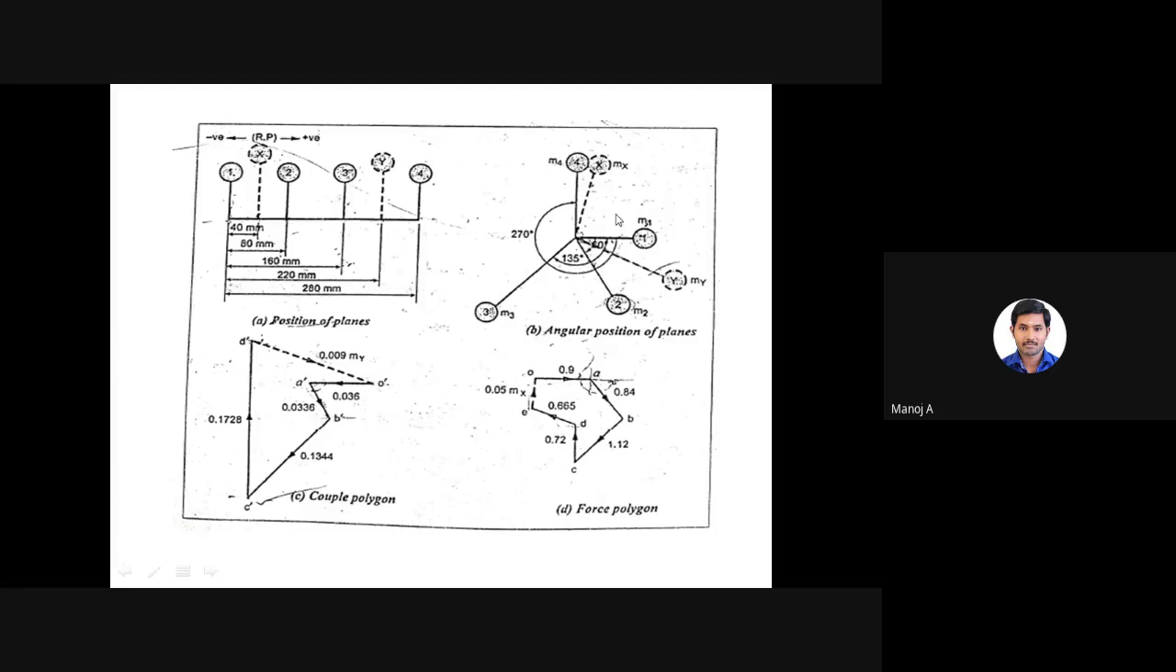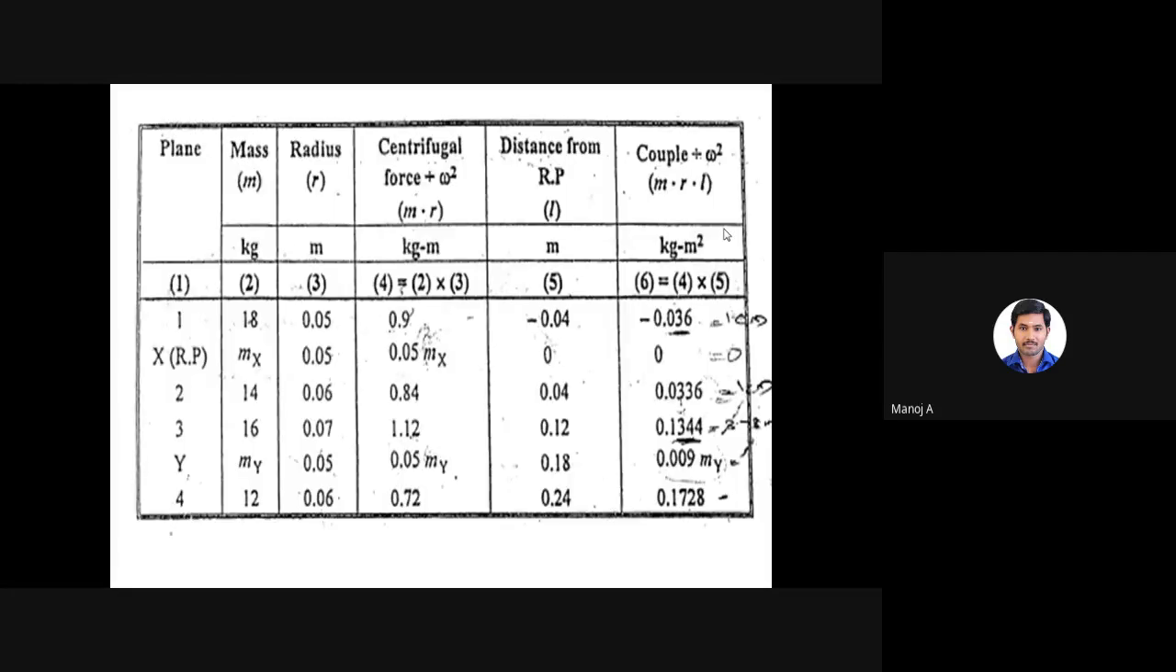And also the angular positions are given, that is 60 degree, 135 degree, and 270 degree measured clockwise from the first mass of the shaft. So we take this one. For 60 degree, 135 degree, and 270 degree from the first mass, we take that to draw the angular position diagram.